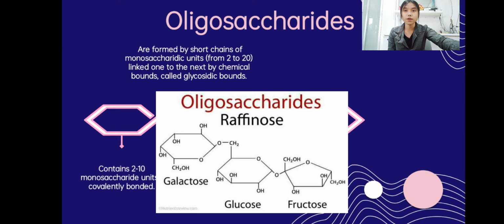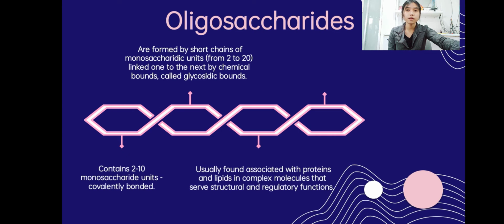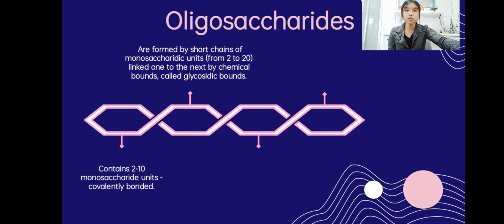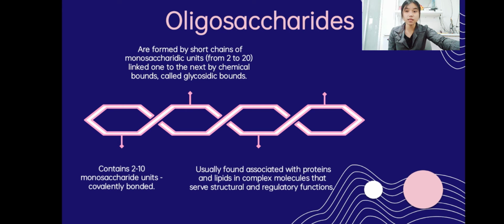So, we have here another example. This is a trisaccharide, or raffinose, apart from oligosaccharides. So this is galactose, glucose, and fructose. Next, it is usually found associated with proteins and lipids in complex molecules that serve structural and regulatory functions. Free oligosaccharides other than disaccharides are less common in nature.